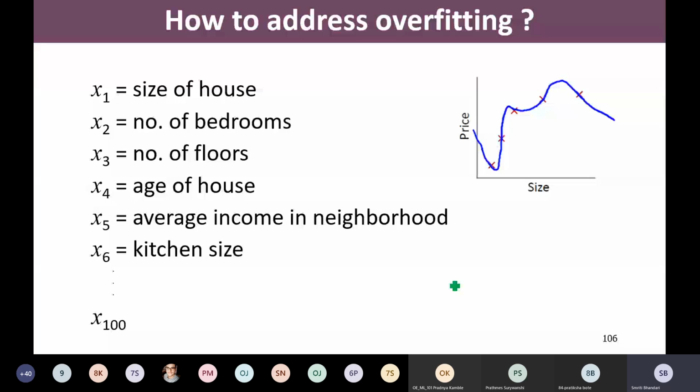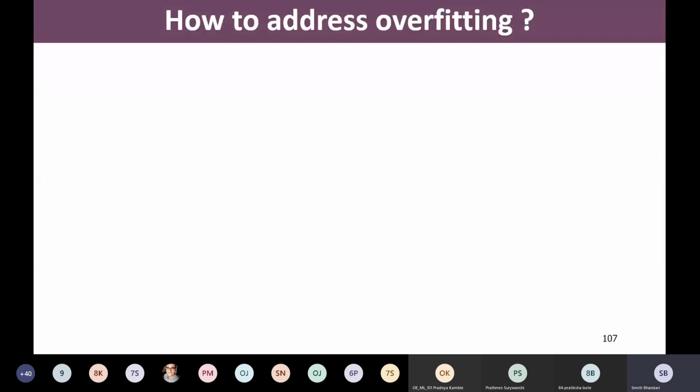So what is the solution? How to come up with a hypothesis that is not overfitting my data? For overfitting, we actually have two solutions. And what are those two solutions? The first solution is to reduce the number of features. So what do we mean by that?